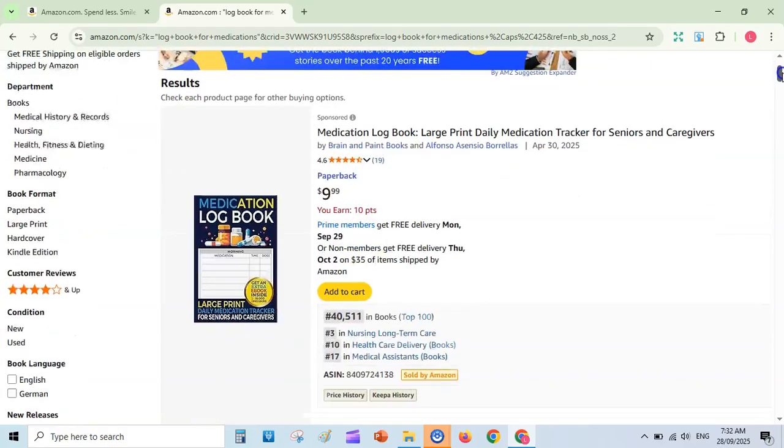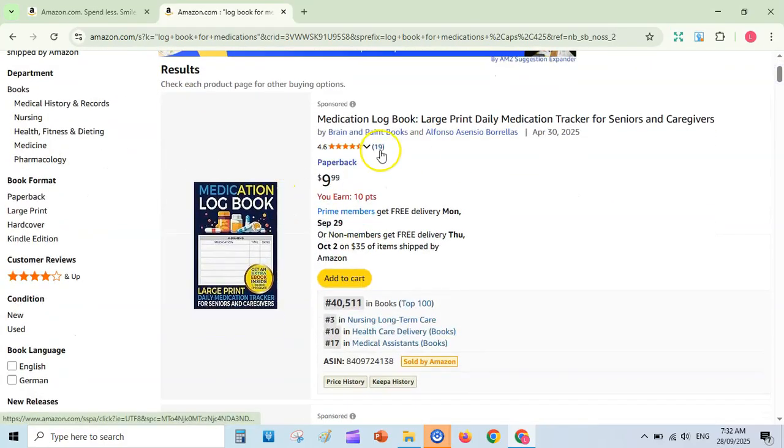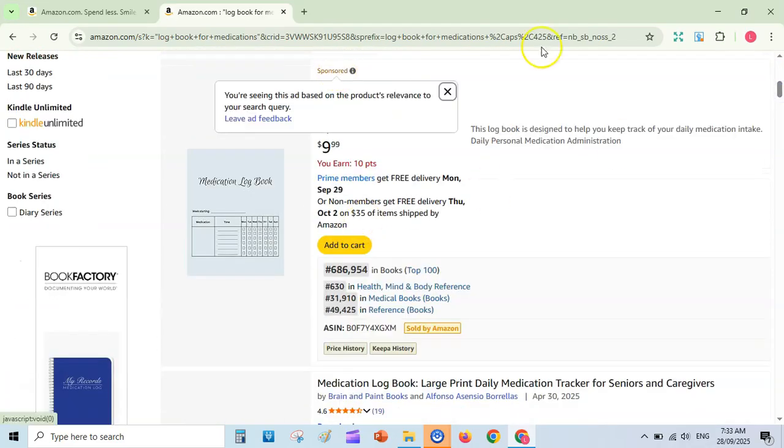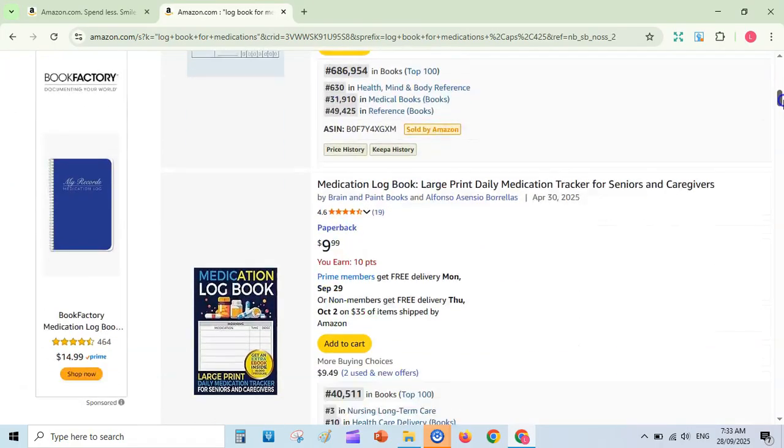And let's see if they are selling or not. This is selling really well. 19 reviews. They are running ad for that. It means they are making profit and they want to rank higher. Another one not selling. They are running ads, but they are not selling and they are trying to make sales.